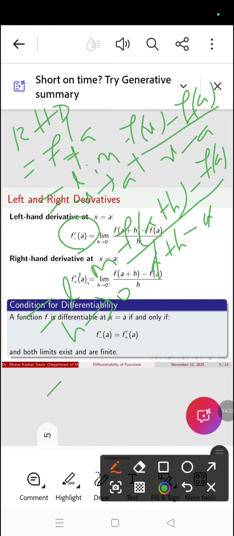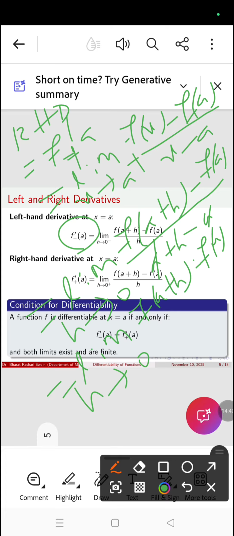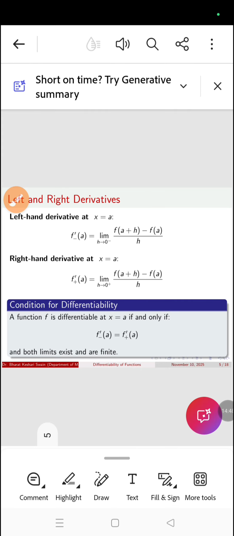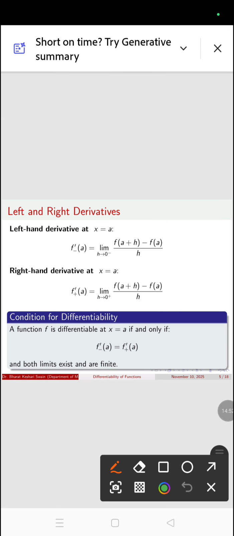So what will be the final formula? Limit h tends to 0, f of a plus h minus f of a, divided by h. So this will be the right hand derivative. Okay, so you just remember these two: one is LHD, one is RHD.